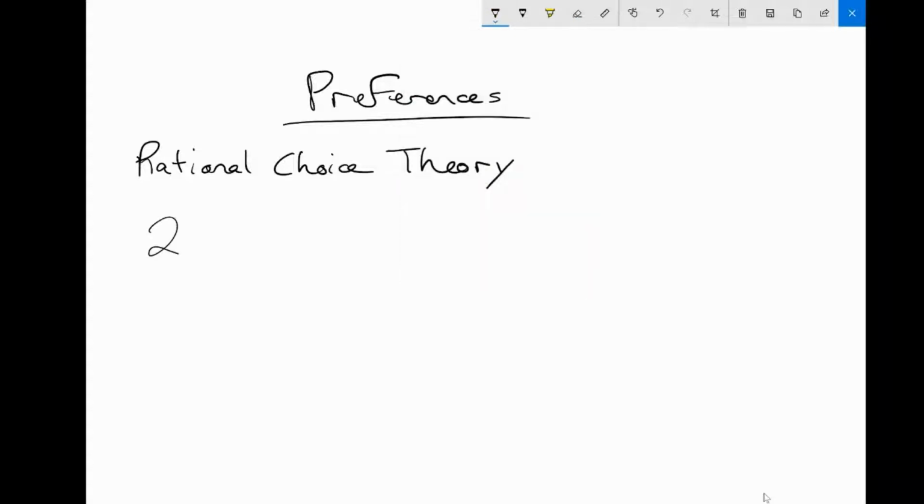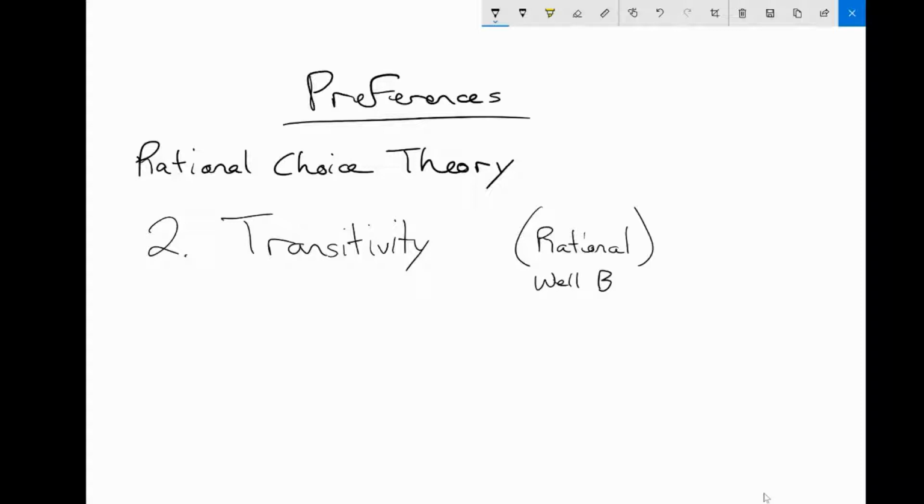Axiom number 2, we have transitivity. What does transitivity mean? Now, this is really getting into the rationality. What I mean by that is well-behaved preferences, meaning that their preferences are consistent with each other. So let me give you an example. This is what transitivity means.